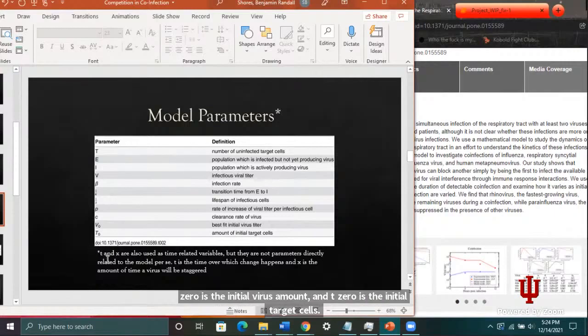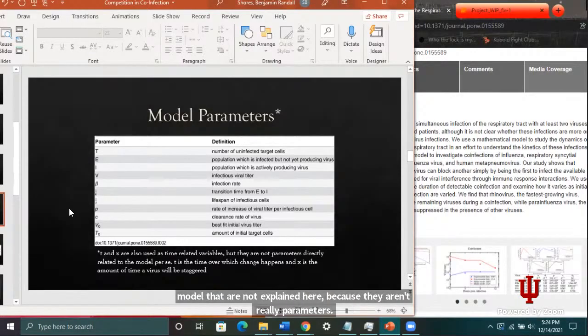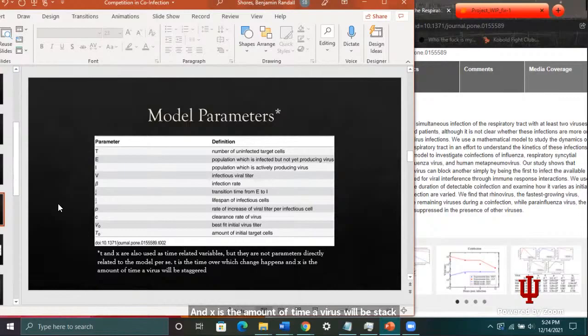There are also two variables that are relevant to the model that are not explained here because they aren't really parameters. t is the amount of time that is happening. It is the time over which things are happening. And X is the amount of time a virus will be staggered in the staggered model.